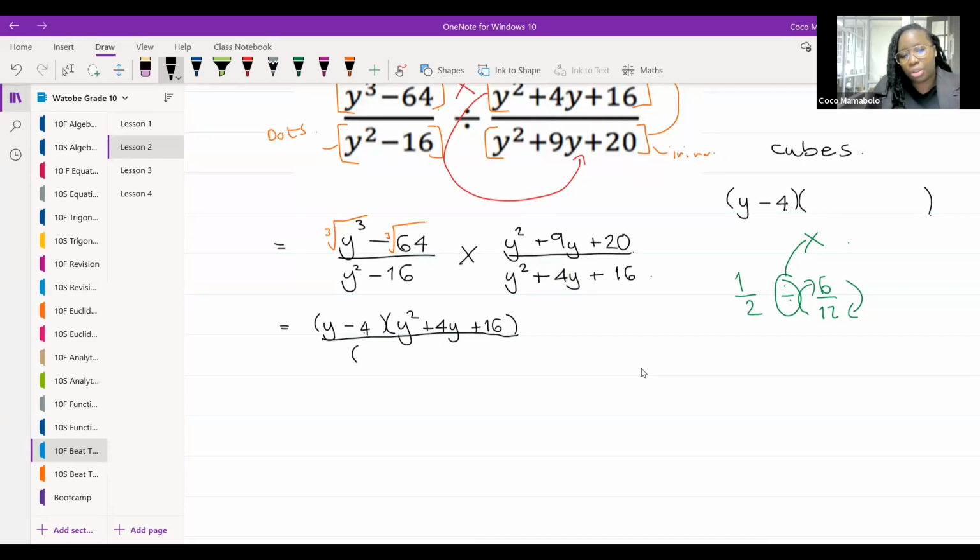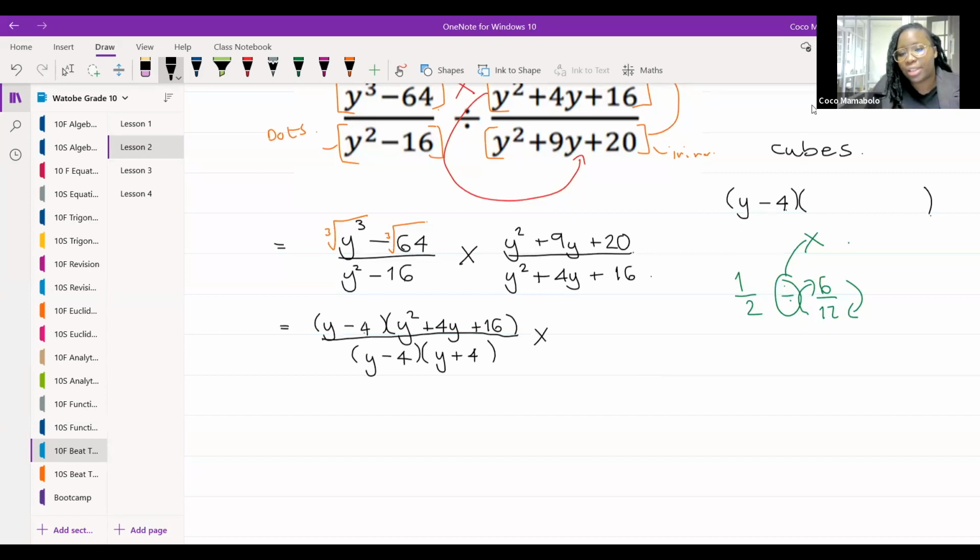All right, so let's do the bottom, the denominator. Our answer down there is going to be y minus 4. Good. And y plus 4. Excellent.